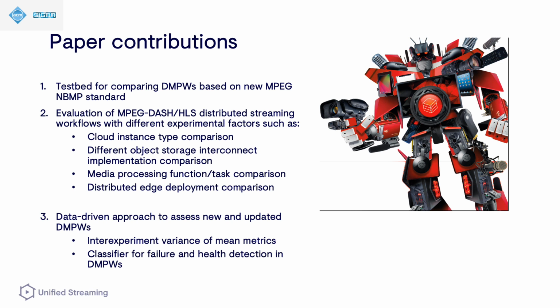Second, the evaluation of MPEG-HLS distributed streaming workflows with different experimental factors such as cloud instance type comparison, different object storage interconnect implementation comparison, media processing function task comparison, and distributed edge deployment comparison. The third is a data-driven approach to assess new and updated DMPWs, using the experiment variance of mean metrics, and we added a classifier for failure and health detection in DMPWs.